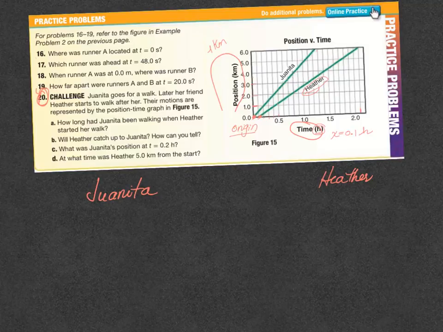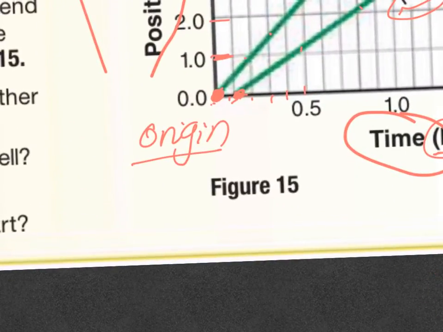Later, her friend Heather started to walk after her. Their motions are represented by the position-time graph in Figure 15. How long had Juanita been walking when Heather started her walk? That's super simple because Heather started over here. So for Juanita, I'm putting that big so you can see that Juanita had only covered that distance.